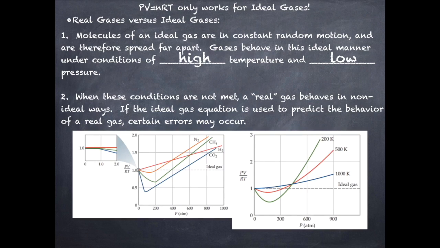So the purpose of these graphs right here is to reiterate the importance of high temperature and low pressure. Notice as pressure increases, as you move from left to right on the graph on the left-hand side, all of those gases deviate more and more from the ideal gas, which is just a solid line at 1. Similarly, for temperature, as the temperature decreases, the gases will act less and less ideally because they deviate the most from that ideal gas line of 1. So you want high temperature but low pressure.